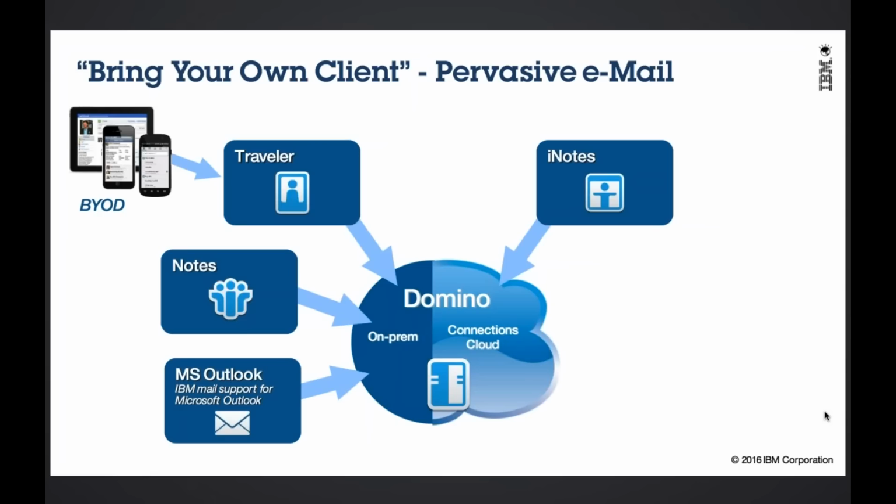So what this slide is showing is that with your Domino infrastructure, whether you're in the cloud or on-prem, we're going to give you multiple options for how you access your mail. Next slide.